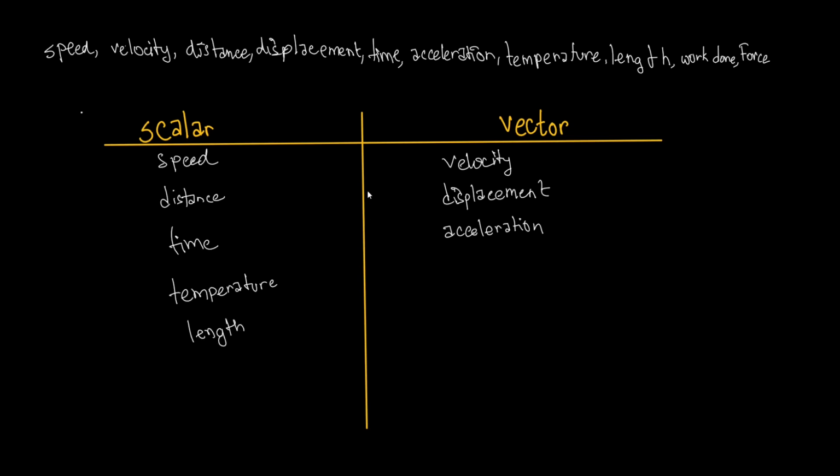Next comes work done. Now work done is also considered a scalar quantity because in work done, we don't consider direction. So work done is also a scalar quantity. Next comes force. Now force is a vector quantity because we have to specify in what direction a force is being applied. Is it forward, is it backward, is it right or left? So force is a vector quantity.